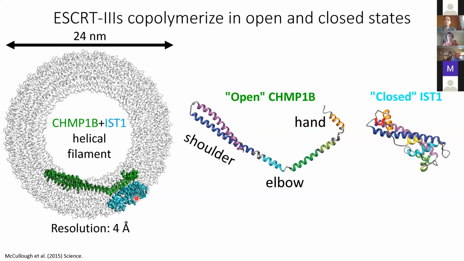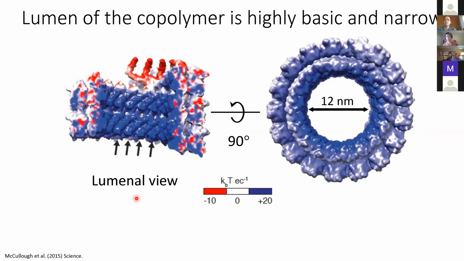Now, when we're looking at this filament some more, you notice that this thing is highly basic, so to stabilize positive membrane curvature, but it's also really, really narrow. So the distance in the lumen of this filament is 12 nanometers. So if you're trying to fit a membrane in there, that would be pretty tightly squeezed.